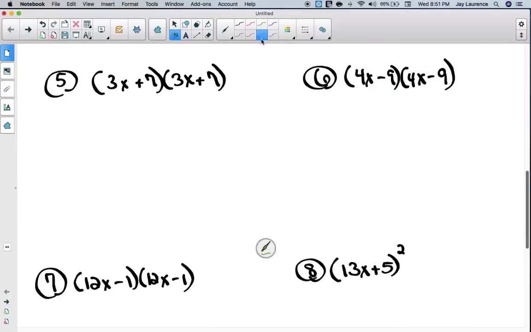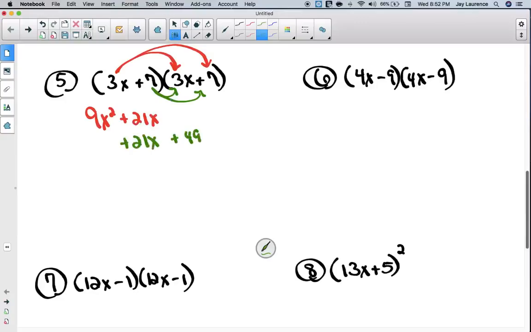Number 5 is a 3x plus 7 times a 3x plus 7. So I bet nothing's going to cancel out, but watch this. Okay, I'm going to double distribute. So I'm going to do the 3x times the 3x, and 3x times the 7. So we get a 9x squared plus a 21x. And then I'm going to do the 7 times the 3x and the 7 times the 7. And so I'm going to get a positive 21x plus a 49.